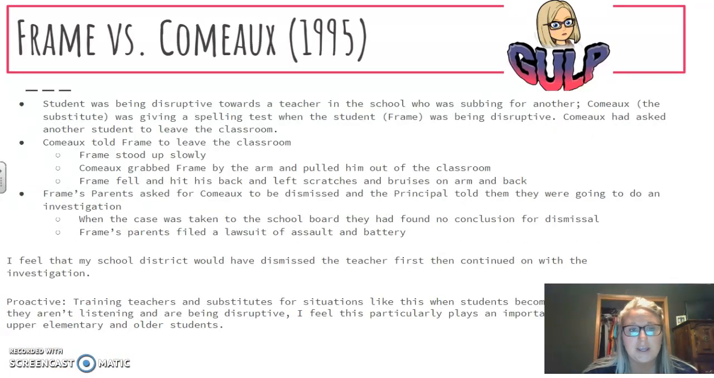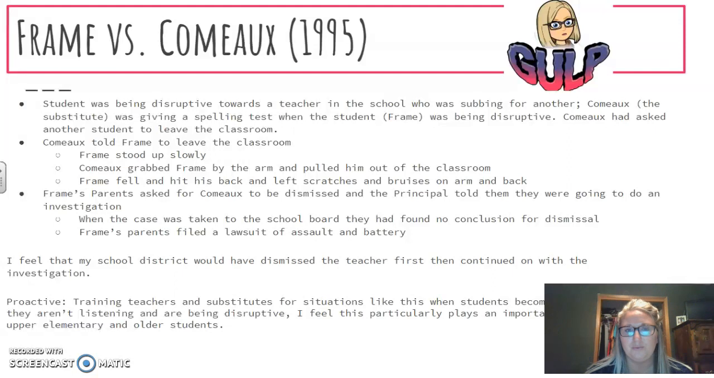The first case I found was Frame versus Comax, and it was when a student was being disruptive towards a teacher in the school who happened to be covering another teacher's class. The teacher, Comax, was giving a spelling test. The student was being disruptive and disrespectful, so Comax, the substitute, the fill-in teacher, asked the student to leave.